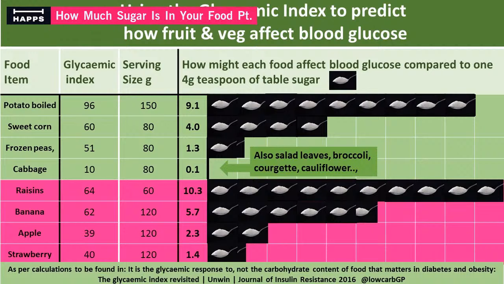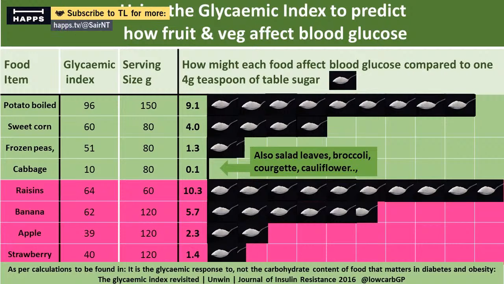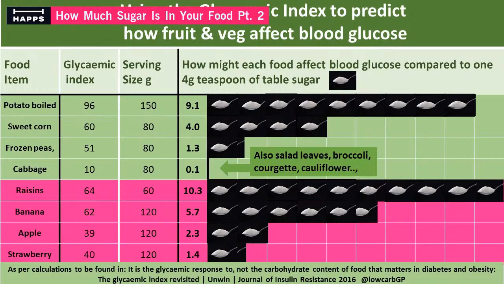A banana again, and here we have it at 62 on the glycemic index, 120 gram serving. It says 5.7 teaspoons of sugar, but it's between 5.7 and 5.9, based on the size of the banana. You can pretty much go 5.7 or 5.9, 6 teaspoons of sugar, either way you go. An apple, again, we looked at that already, the apple or the strawberry.